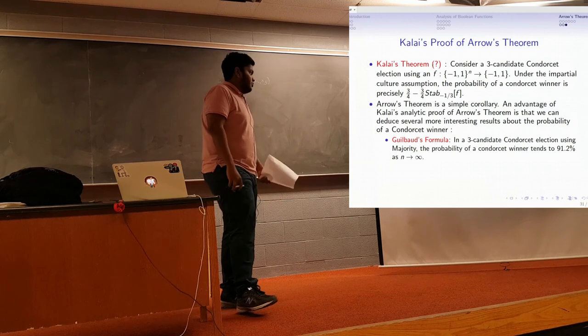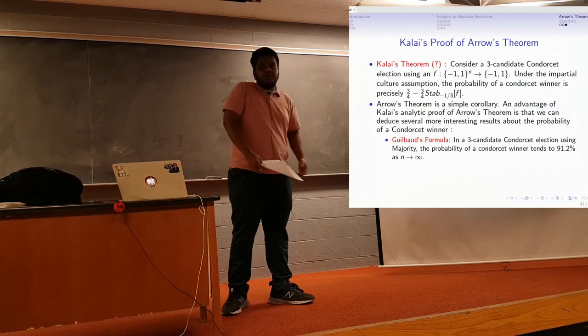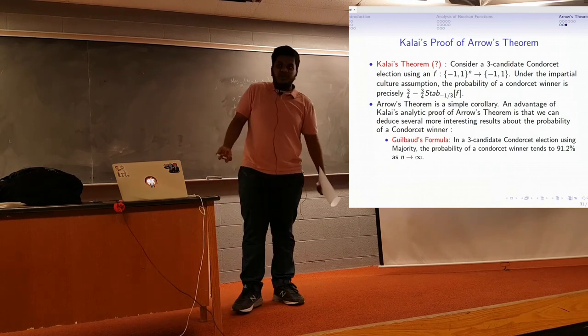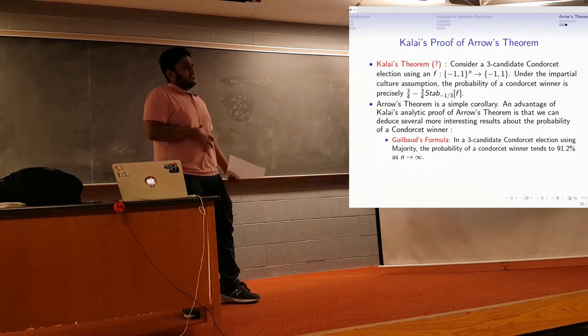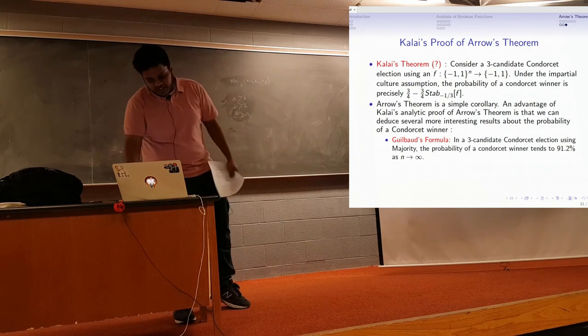something called Guilbaud's formula, which says in a three-candidate Condorcet election using majority, the probability of finding a winner is 91%, which is pretty good if you think about it. And that's what we use in three-candidate elections in, I think, France. I'm not sure, but there's something like that used.